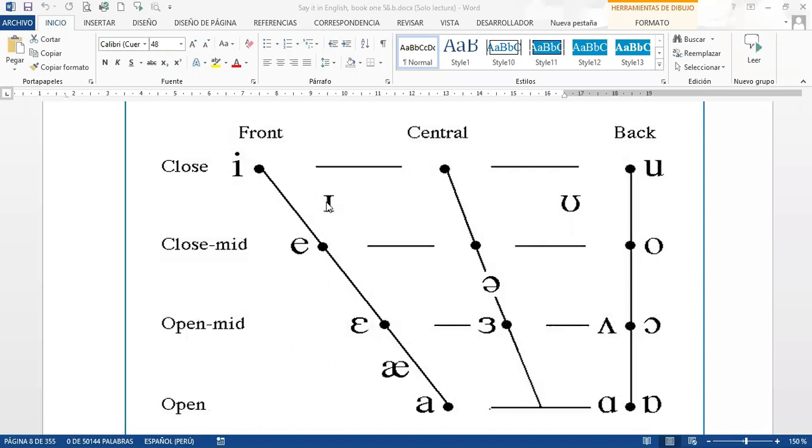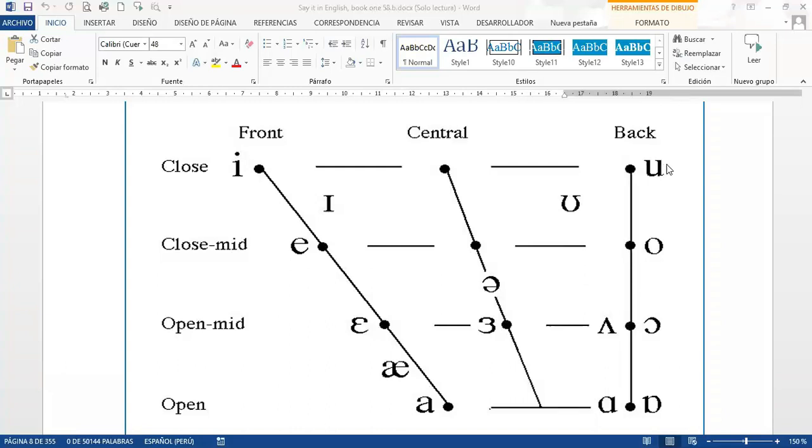We have the first, this is E, this is a more open one, E. This is A, like in Spanish, A, and this is the schwa, the most important vowel in English, the schwa. This is the most important sound in English. I talked about it before. This is the sound of er, okay?